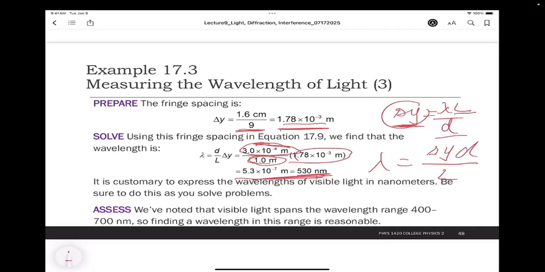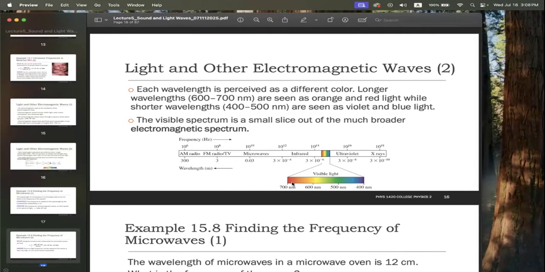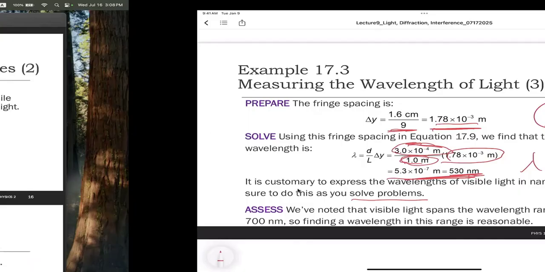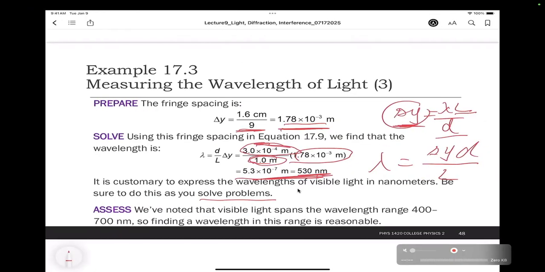530 nanometer. It is customary to express the wavelength of visible light in nanometers. Be sure to do this as you solve problems. We've noted that visible light spans the wavelength range from 400 nanometer to 700 nanometer. So finding a wavelength in this range is reasonable, am I right? If it is out of this range, you should know maybe something is wrong.